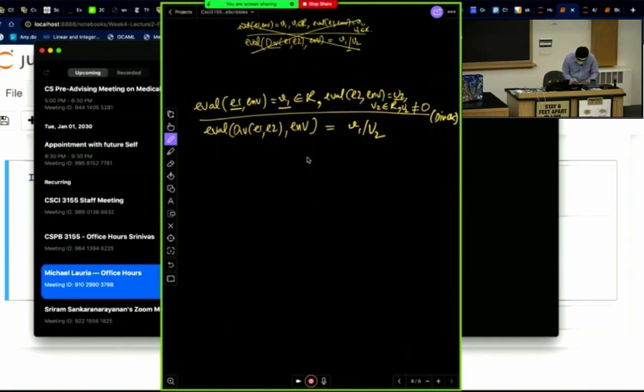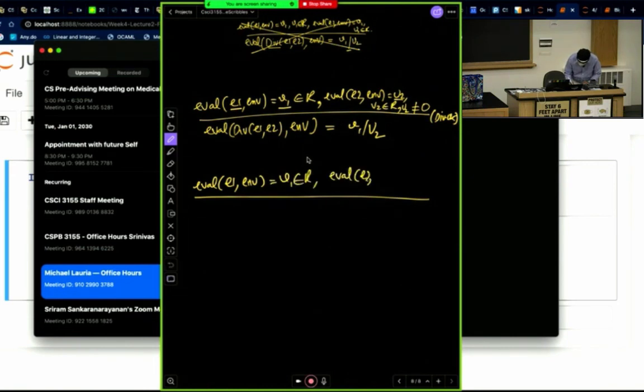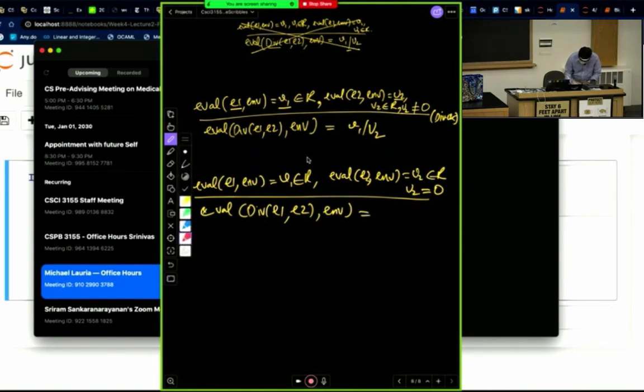Or I have to give a rule which produces an error. In this rule, I would say eval E1 under the environment gives me v1, which is a number. Eval E2 under the environment gives me v2, which is a number, but v2, let's say, is 0. In that case, evaluating the division of E1, E2 under that environment should give me a special value. So now I have to define a special value called error. This is going to be a value.